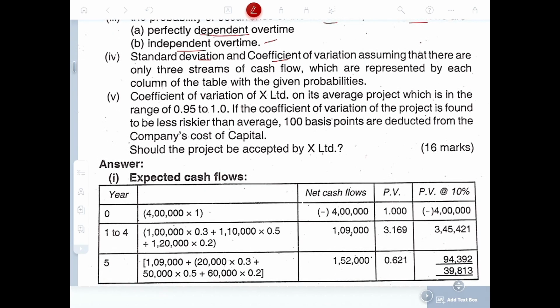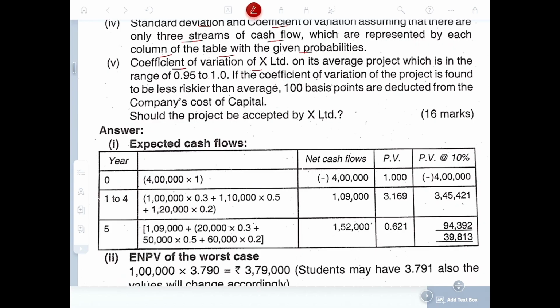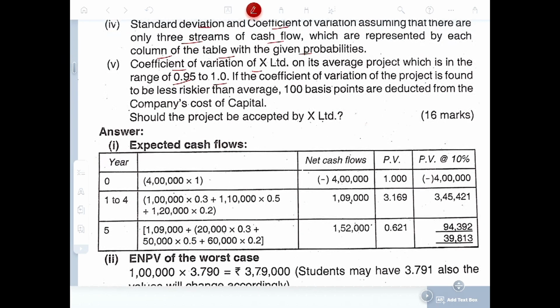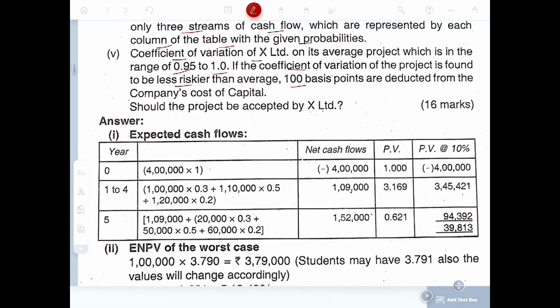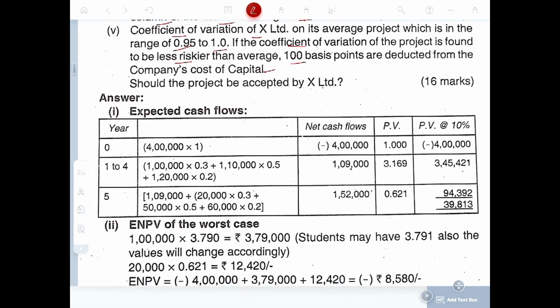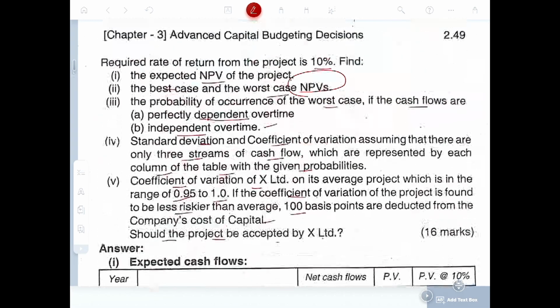Find the standard deviation and coefficient of variation, assuming there are three streams of cash flow, which are present in the columns of the table, with the given probabilities. The coefficient of variation of the average project is 0.95, and the company's cost of capital is 10%. The project is found to be less risky than the average; a 100 basis points reduction from the company's cost of capital. Should the project be accepted by X Limited?